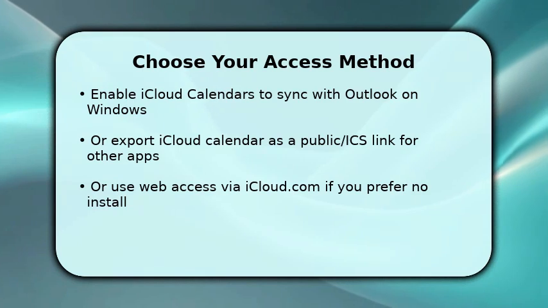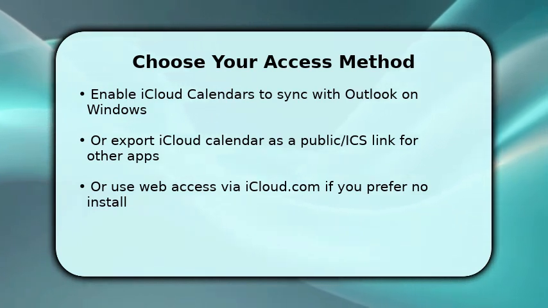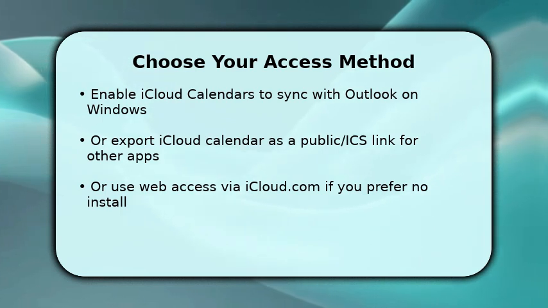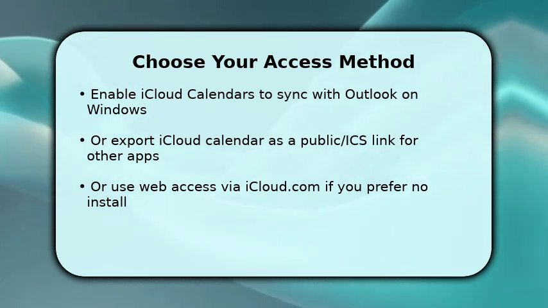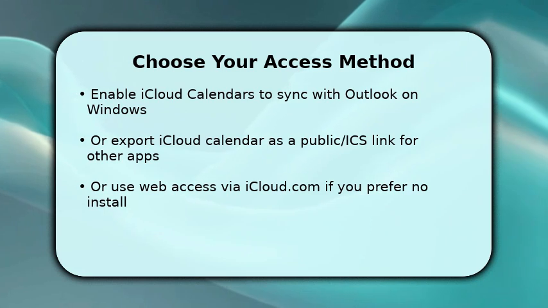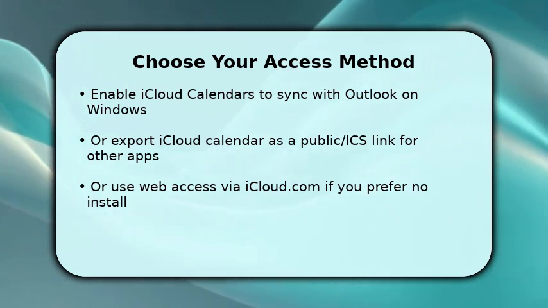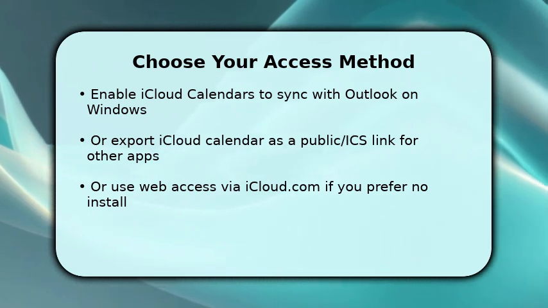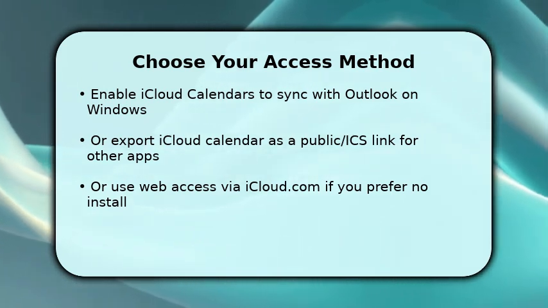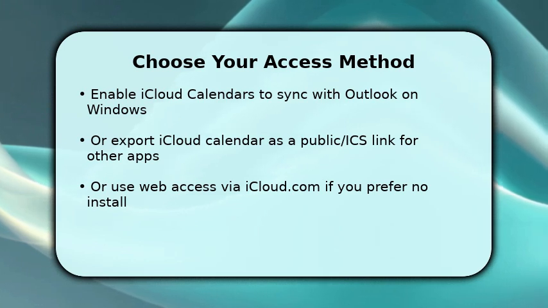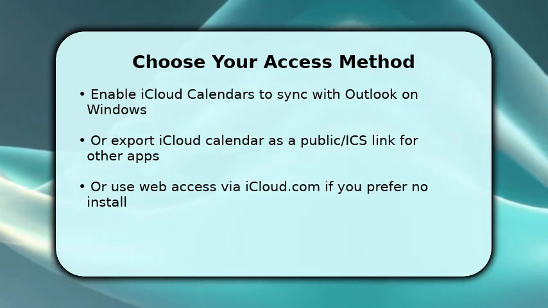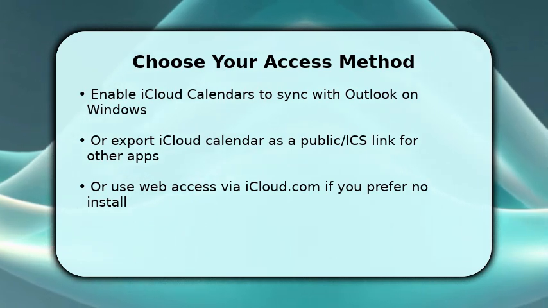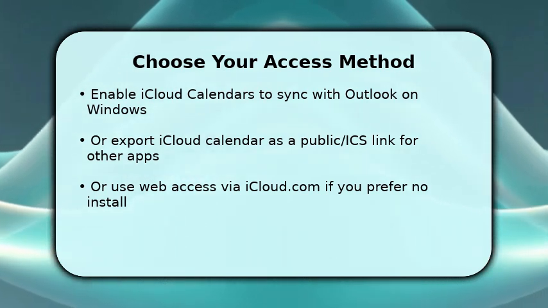Once iCloud is set up, decide how you want to access Apple Calendar on Windows and why. Use Outlook for full local sync, use an ICS link for minimal setup, or use iCloud.com in a browser for immediate access. If you select Outlook, enable Calendar in iCloud and open Outlook to let it import events. This creates a two-way sync. If you prefer an ICS feed, create a public calendar link in iCloud and subscribe in your chosen app, which gives read-only updates without installing software.